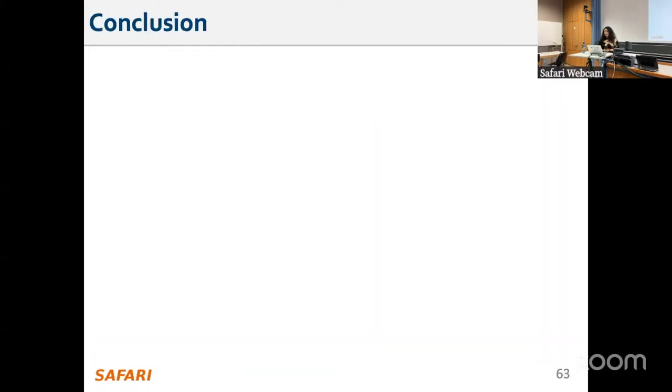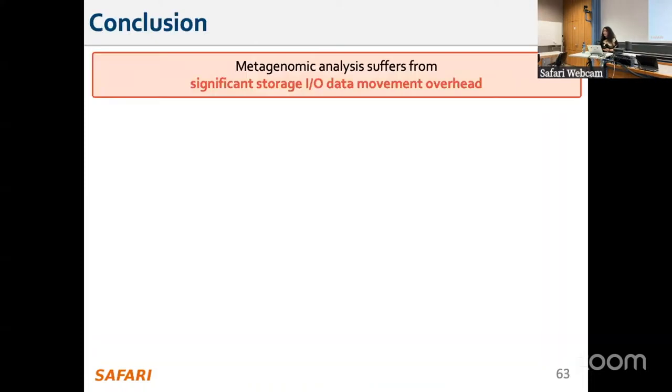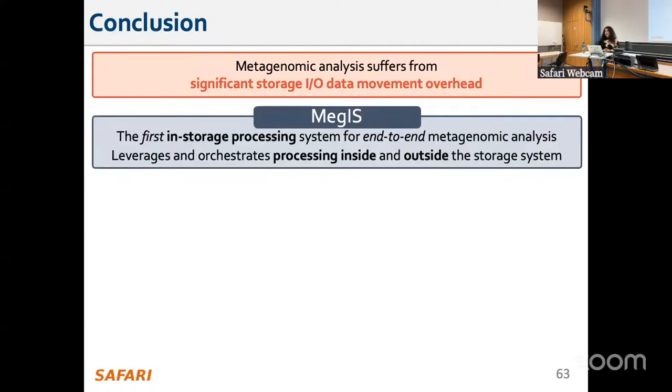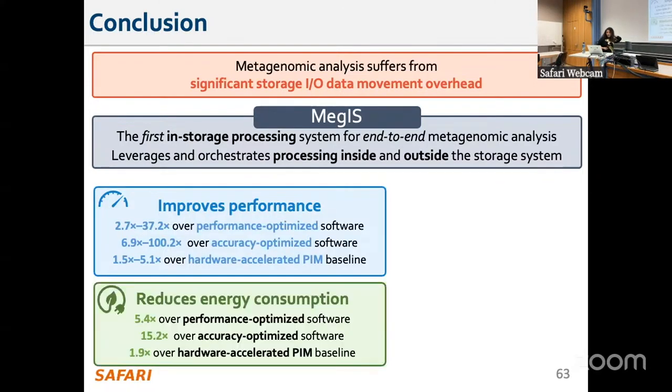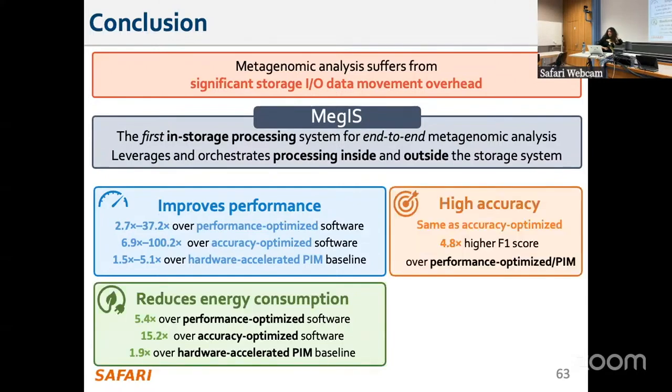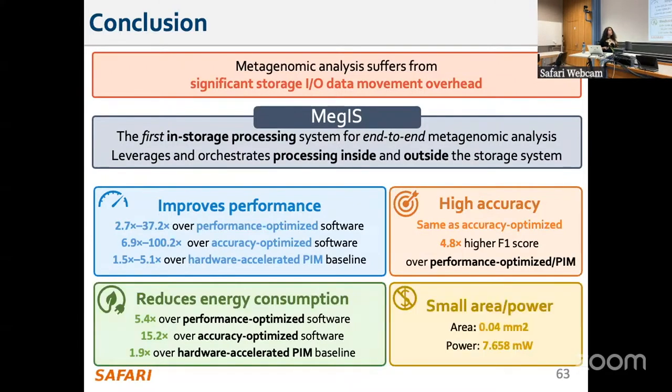So to conclude, metagenomic analysis suffers from significant storage IO data movement overhead. And in this work, we propose MegIS, which is the first storage processing system for end-to-end metagenomic analysis that leverages and orchestrates processing both inside and outside the SSD, or in general, the storage system, and it improves performance and energy efficiency, while maintaining high accuracy and incurring only low cost. So yeah, that will be MegIS.